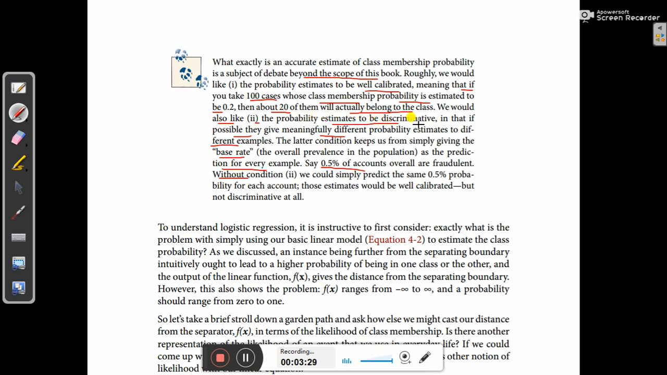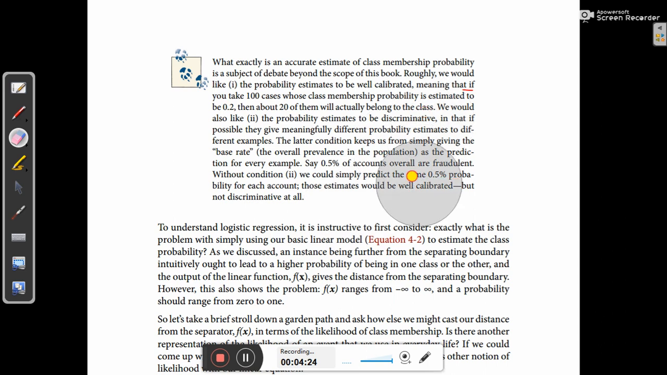We want the probability estimates to be discriminative, so that if possible they give meaningfully different probability estimates to different examples. We do not want to put a simple base rate if the probability estimates for different examples are different. In the other case, we could simply predict the same 0.5% probability for each account. Those estimates would be well calibrated but not discriminative at all.